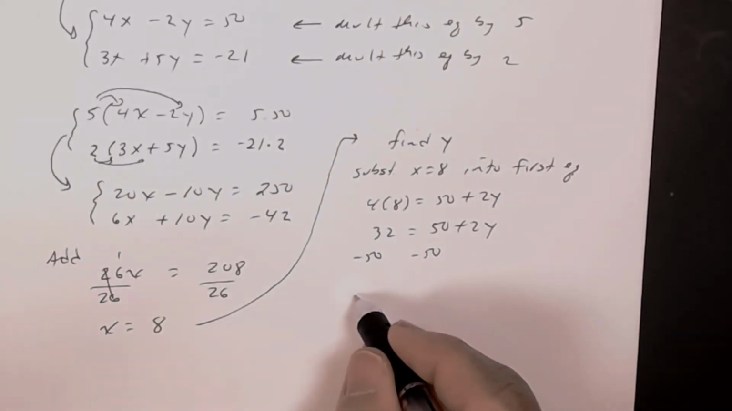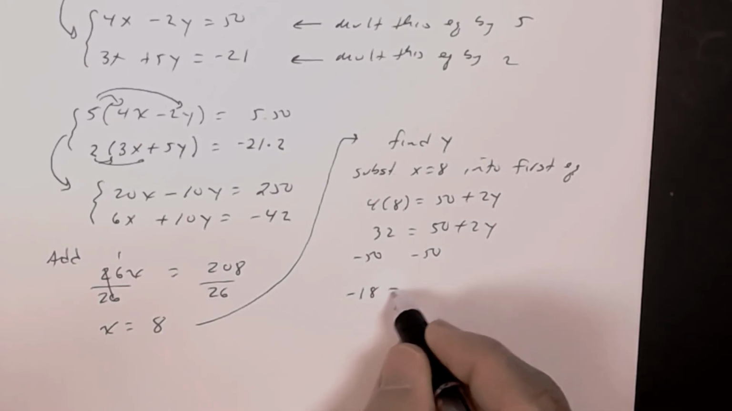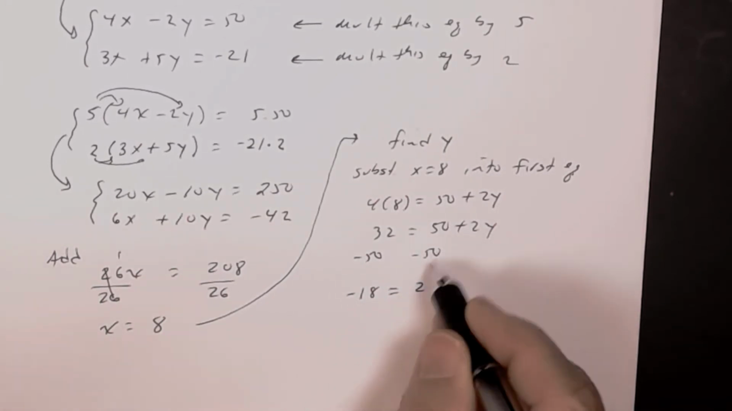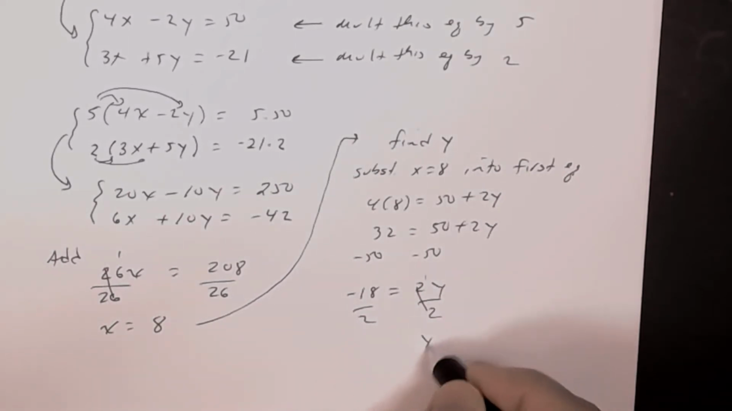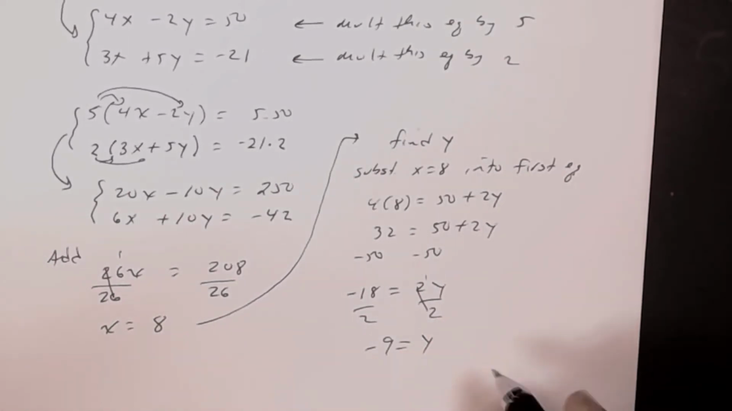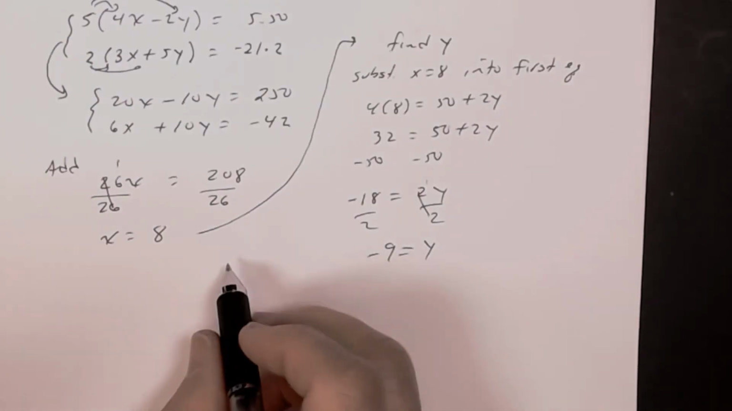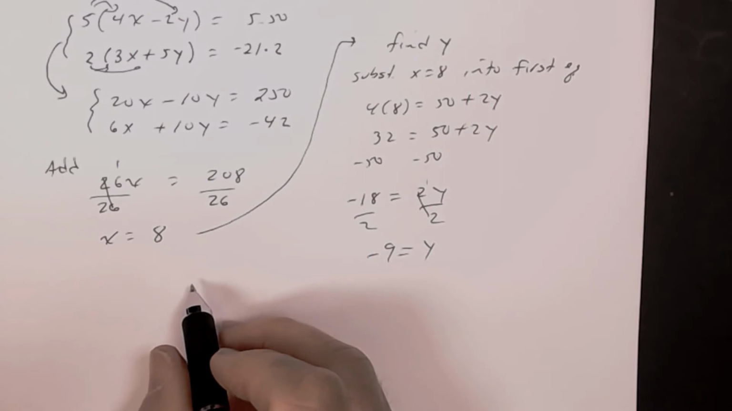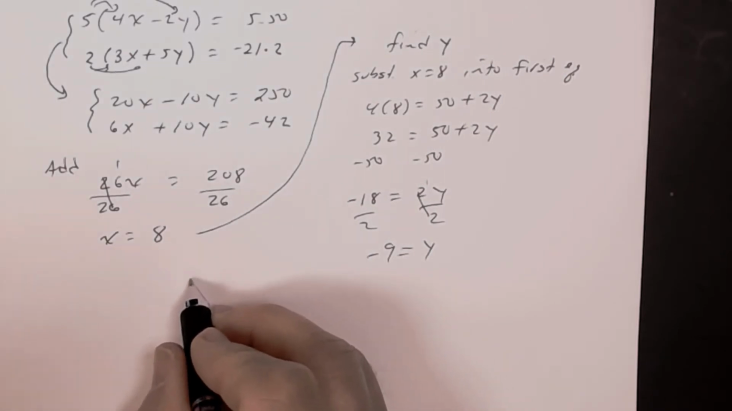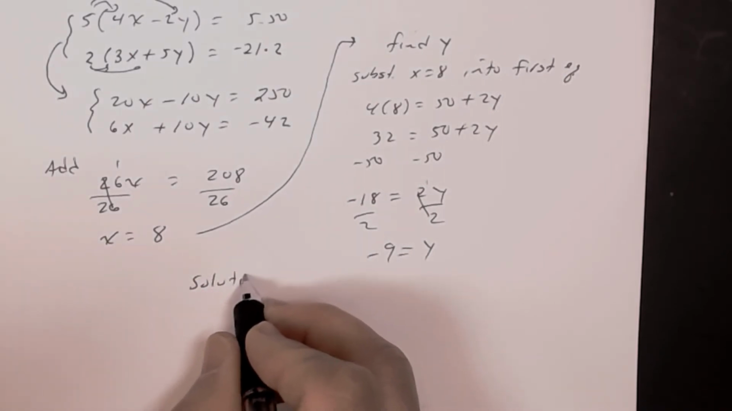32 minus 50 is a negative 18 equal 2y. 50 minus 50 is 0. Divide both sides by 2. I get my y value to be negative 9. So my solution to this system, so the ordered pair that makes the system true, that makes both equations true at the same time, is 8, negative 9.